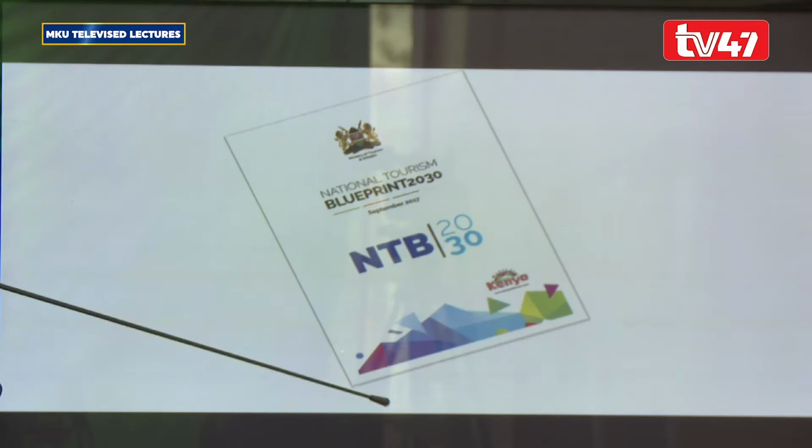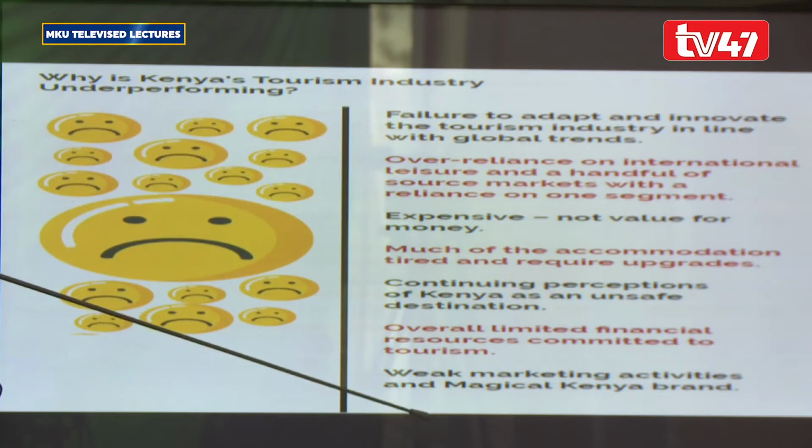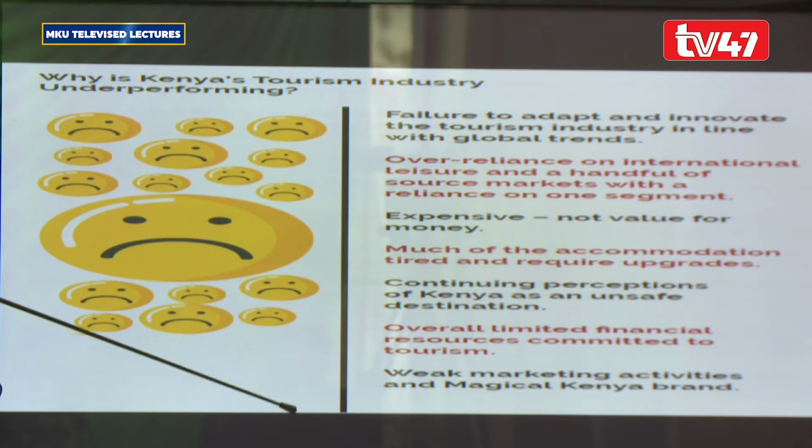Now, when we look at the National Tourism Blueprint 2030, we ask ourselves some fundamental questions. Why is Kenya's tourism industry underperforming, whether at the international front or even locally? And a number of reasons have been given.